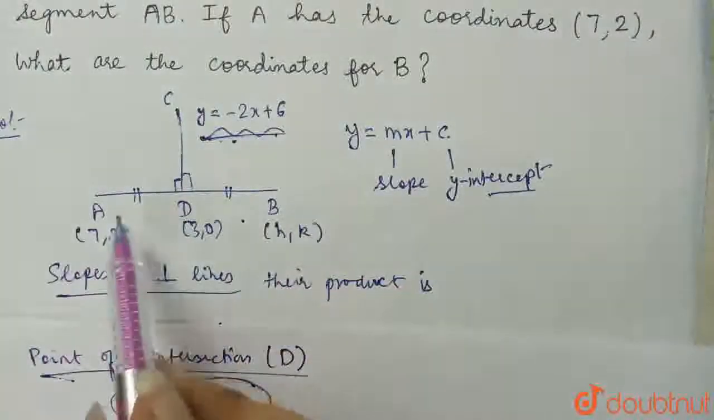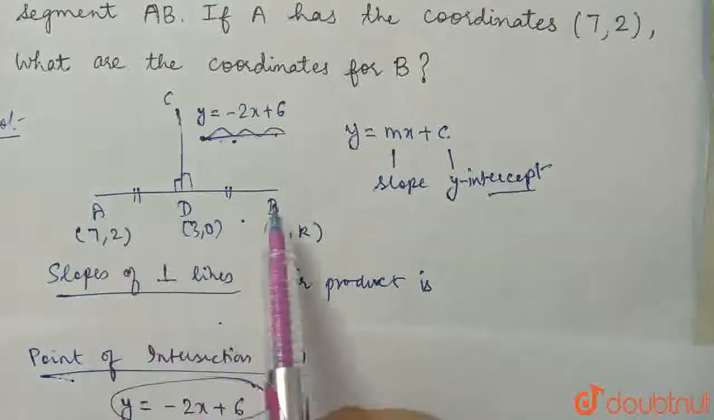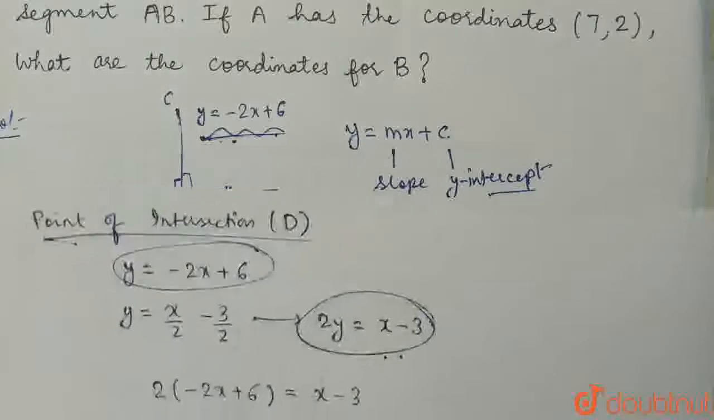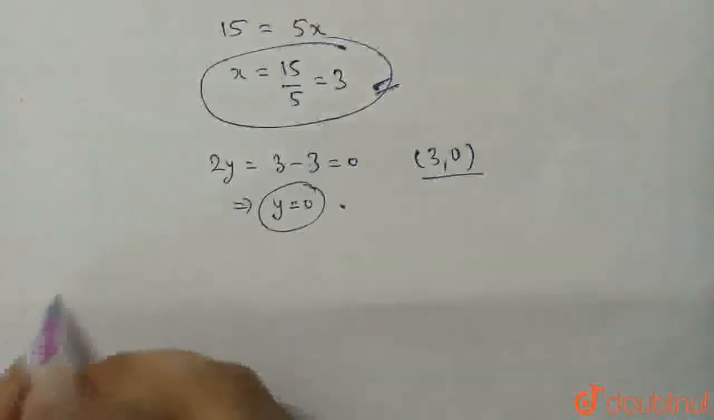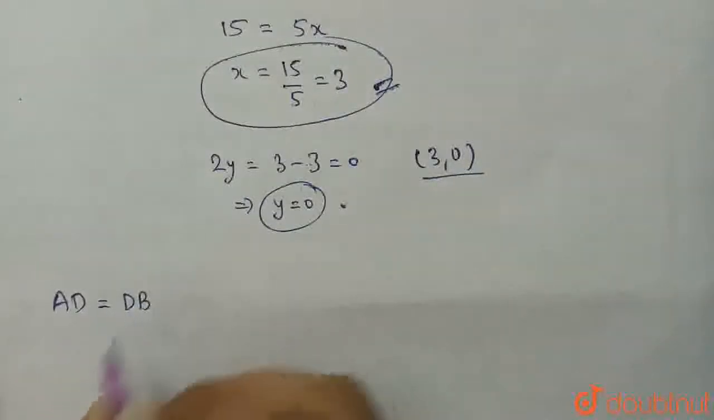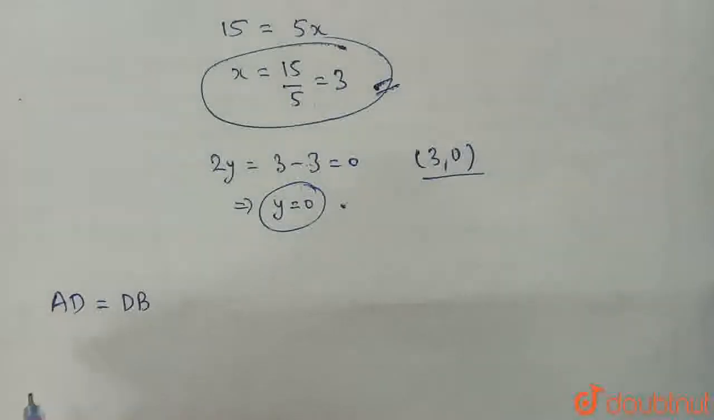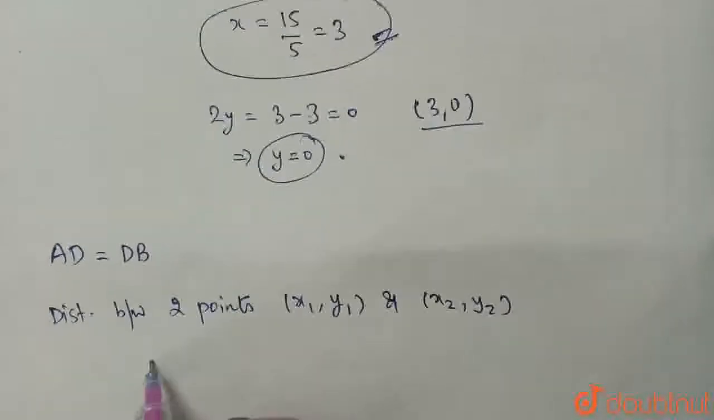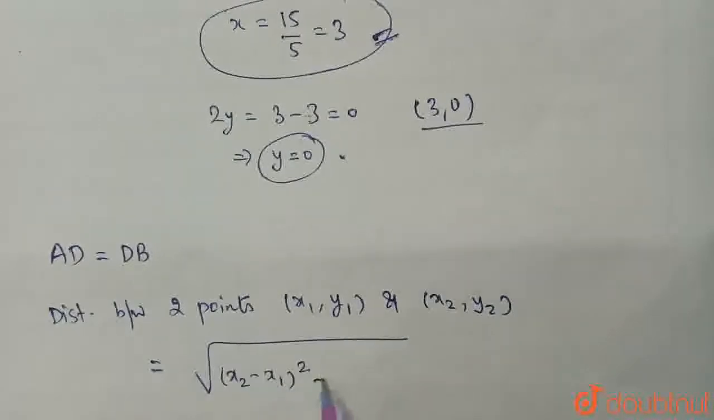And now we know that CD is the perpendicular bisector of AB. So therefore AD is equal to DB. And we know the distance between 2 points is given by the distance formula. That is, the distance between 2 points (x1, y1) and (x2, y2) is equal to the square root of (x2 minus x1) squared plus (y2 minus y1) squared.